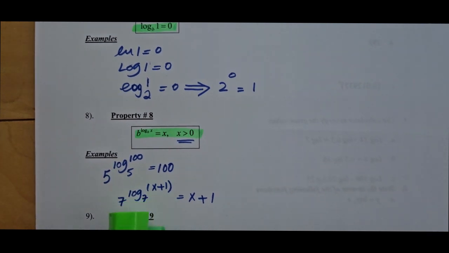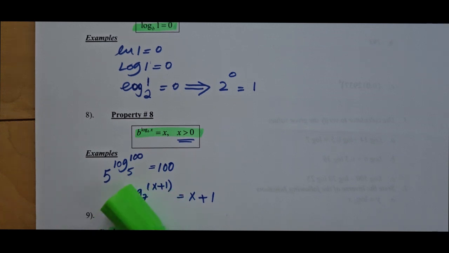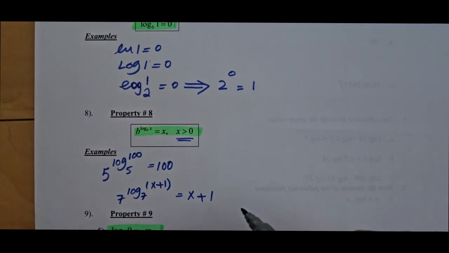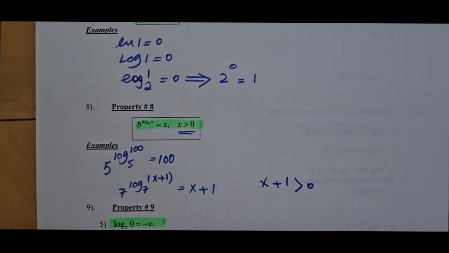Another example would be 7 to the power logarithm to the base 7, x plus 1. Remember, this part would be eliminated, so you're left with the answer, which is x plus 1. And remember, guys, whatever you get here, the x plus 1 must be greater than 0.